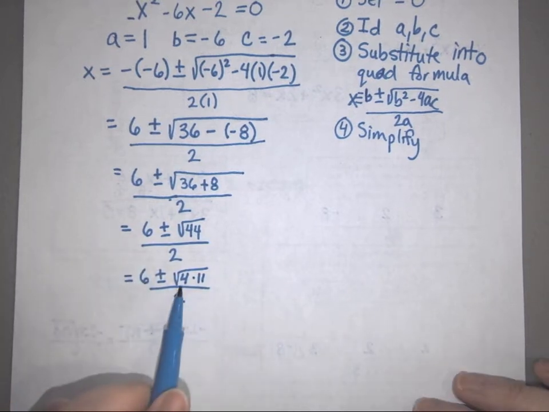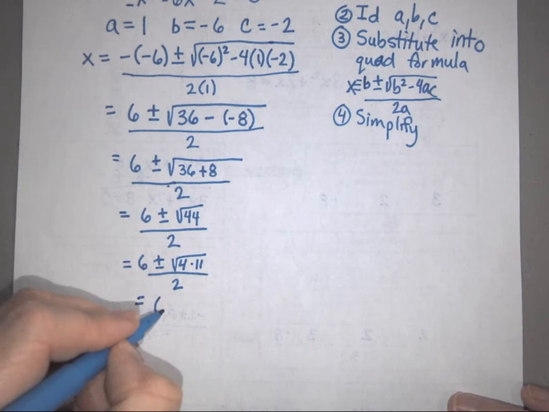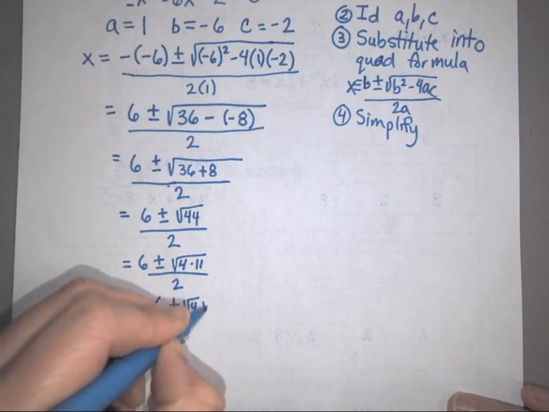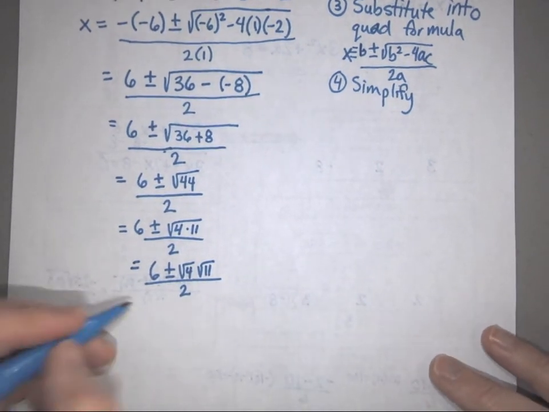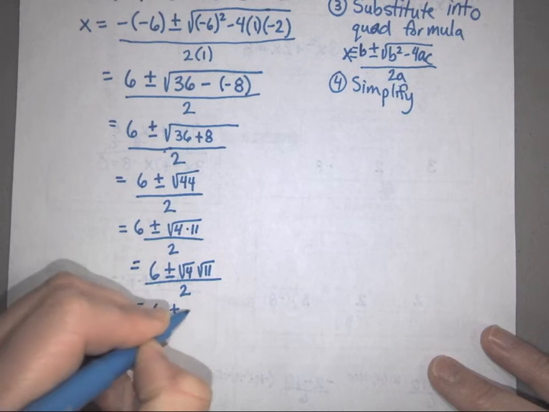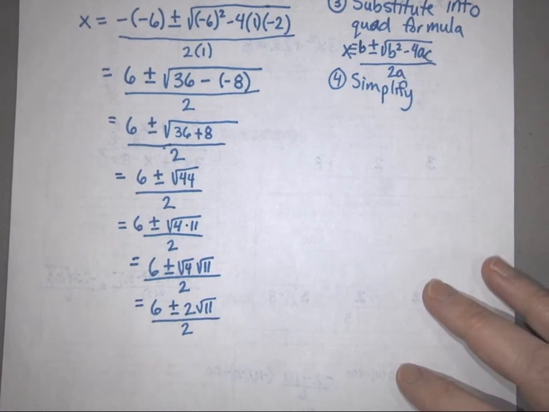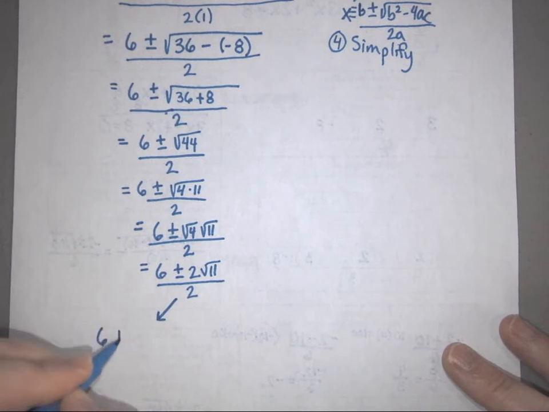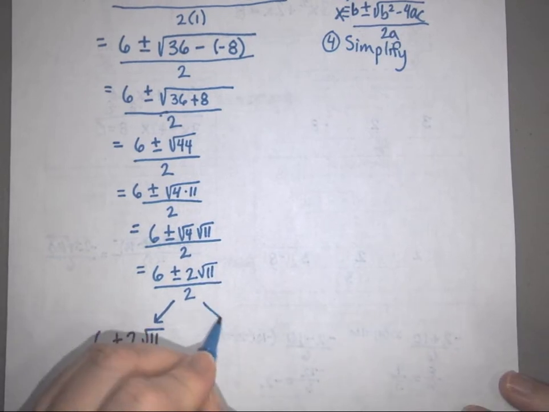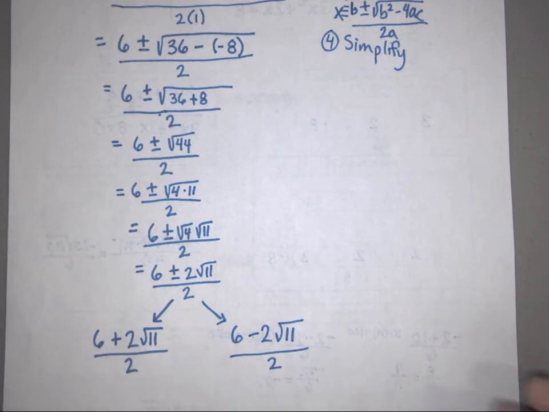When I do that, I can take out the square root of 4 and the square root of 2. So 6 plus or minus the square root of 4, square root of 11, over 2. I can simplify further: 6 plus or minus 2 root 11 divided by 2. Now I can split into my two steps. So 6 plus 2 root 11 divided by 2. 6 minus 2 root 11 divided by 2.